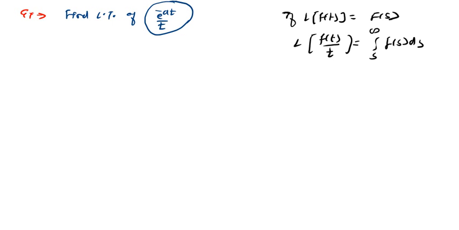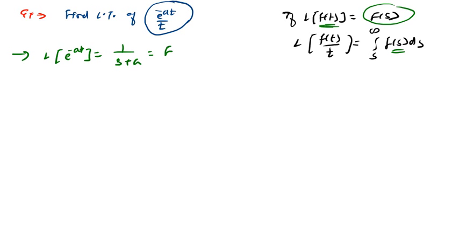And what is this F of s? This F of s is L of f of t. So you need to identify what f of t is, find it, and take its Laplace. So L of e raised to minus at is equal to 1 upon s plus a. This is nothing but our F of s.